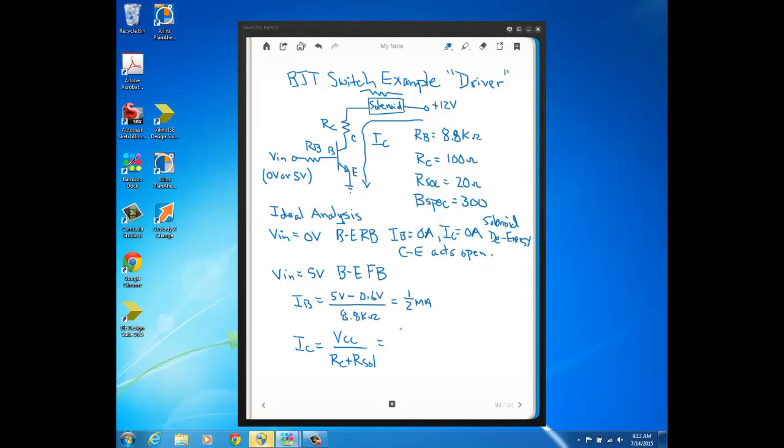Here you're just going to have VCC, which is 12 volts, divided by a total of 120 ohms. And that comes out to 1/10 of an amp, okay, which is the same as 100 milliamps. Okay, so you see 100 milliamps is flowing through the solenoid as well as through RC and also collector to emitter of the BJT. So here your solenoid would be energized, right?